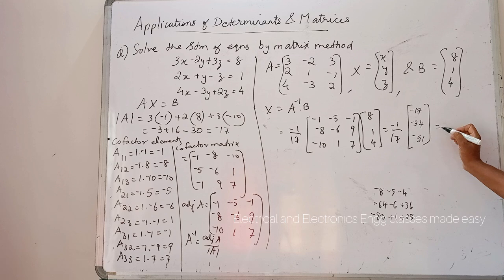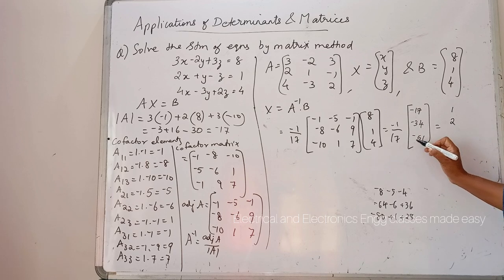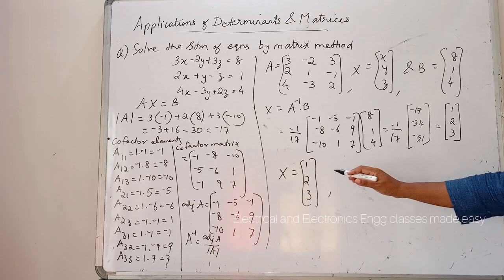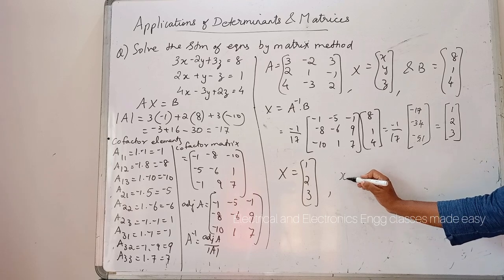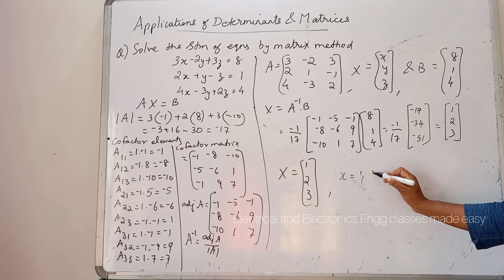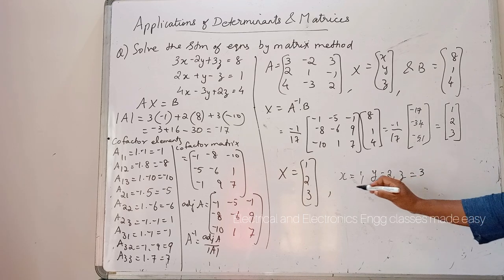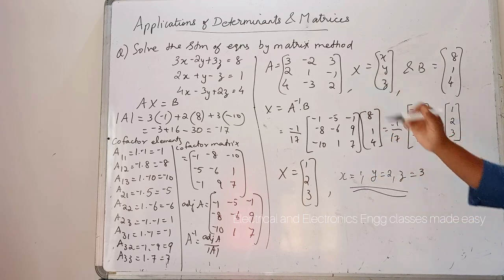So here we can multiply this minus 1 by 17 with each of these. So here we will get plus 1. Then minus 34 divided by 17, that is 2. Then minus 51 divided by 17, that is 3. So x is equal to 1, 2, 3. So x is equal to 1, 2, 3 means the solution is x is equal to 1, y is equal to 2 and z is equal to 3. So this is the solution of the given equation.